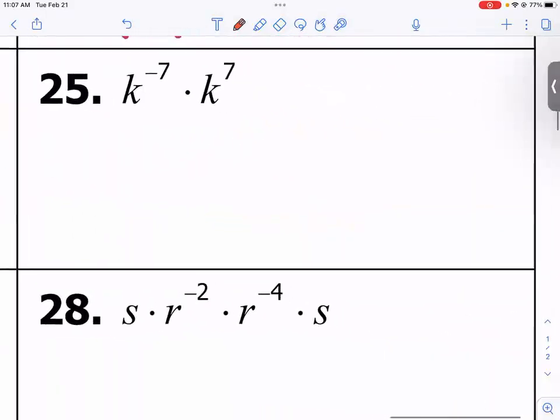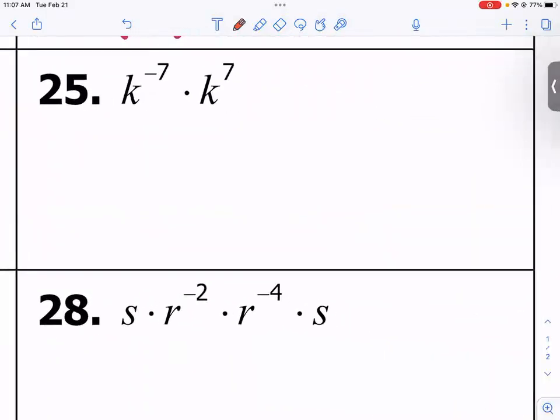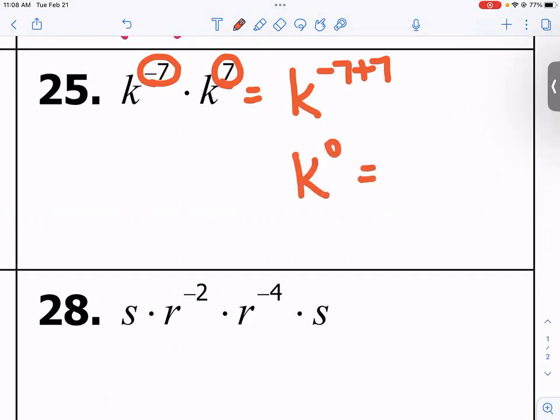Okay. Ooh, 25. Interesting. Well, let's talk about if we add these together, it would be k to the what power? If I add -7 plus 7, it would be k to the 0. And anything to the 0 power is 1.